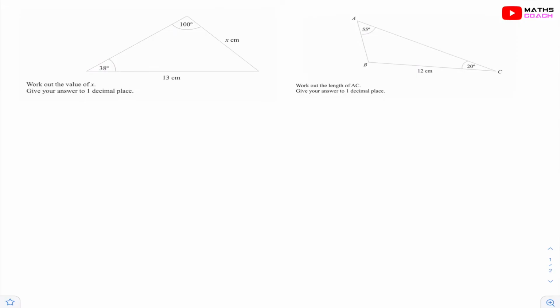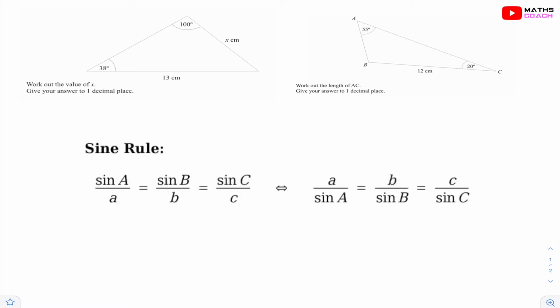So let's go. We'll look at the first example here. Work out the value of x, giving your answer to one decimal place. Now the sine rule has its own formula, but I'm going to be avoiding the use of that formula because I find that the formula only makes some students more confused.